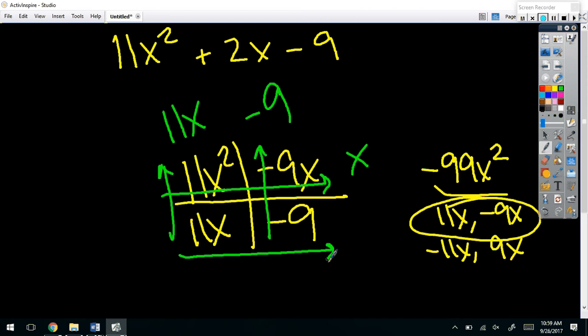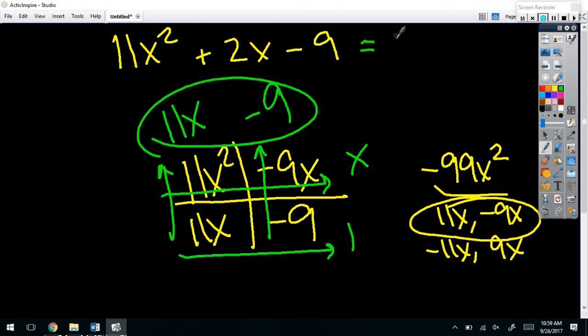All right, look. So this factors, guys. Please let me get through this last sentence. This factors: 11x minus 9, x plus 1. Do you see how the box shows you which one's minus and which one's plus? Because remember, we said in the beginning, mixed signs. Are the signs mixed? Yes.